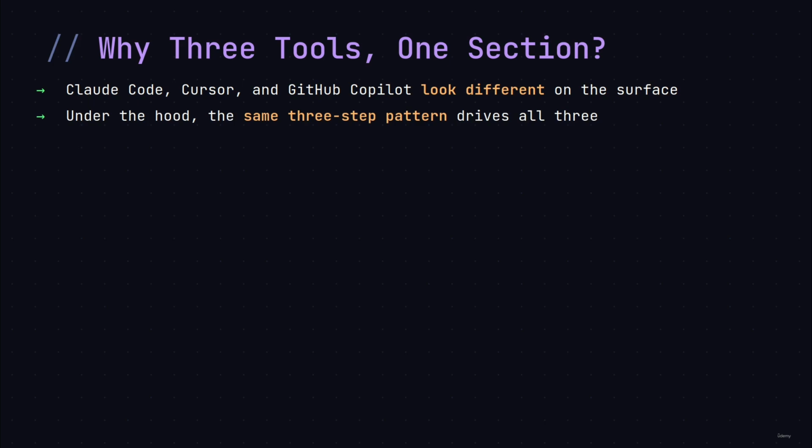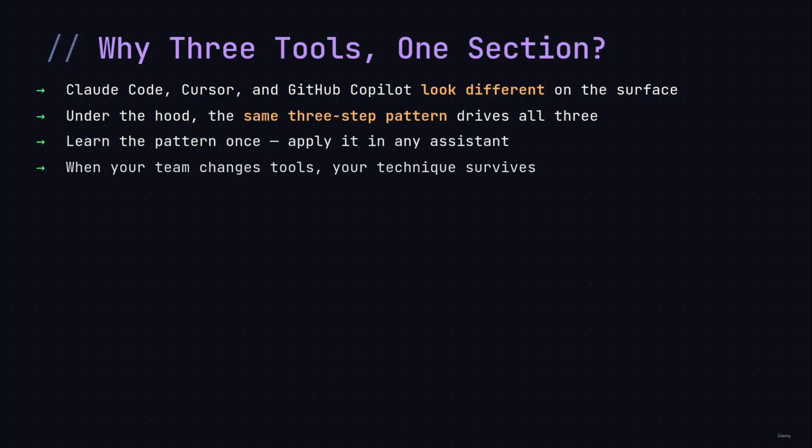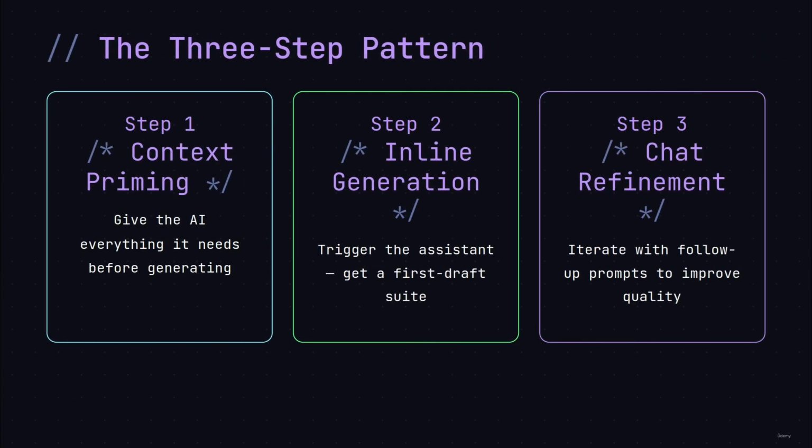It's a three-step pattern that I call context prime, generate, refine. Once you understand it, you can apply it in any assistant. When your team switches from Copilot to Cursor or from Cursor to Claude Code, your skill doesn't go away. You just apply the same pattern in a new interface. The three steps are context priming, inline generation, and check refinement.